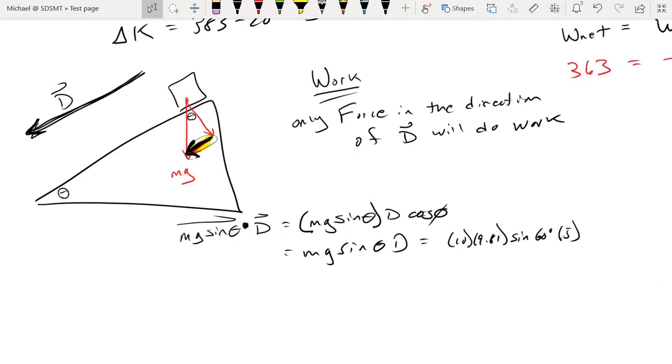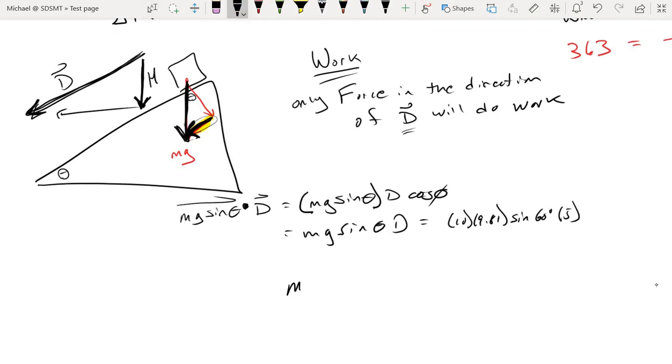Well, we could flip that around and say that only force in the direction of the component of displacement will do work. Our displacement vector has x and y values, and our gravity force is pointing along the vertical direction, which we called h. So what would happen if we took mg and dotted it with h?